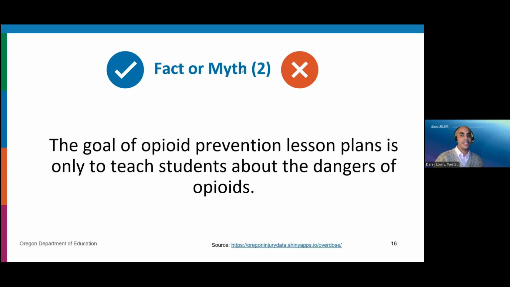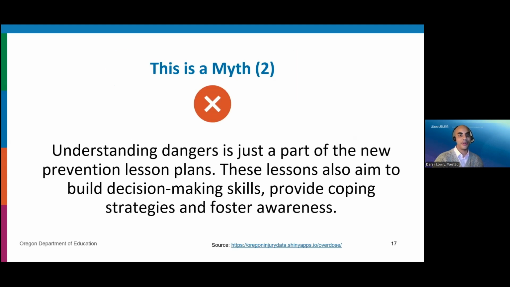So 100% of you all think that this is also a myth. Let's see. And 100% of you are correct. This is a myth. Understanding dangers is just a part of the new prevention lesson plans, as my colleagues at WestEd will go over a bit later in this webinar. These lessons also aim to build decision-making skills, provide coping strategies, and also foster awareness among students.